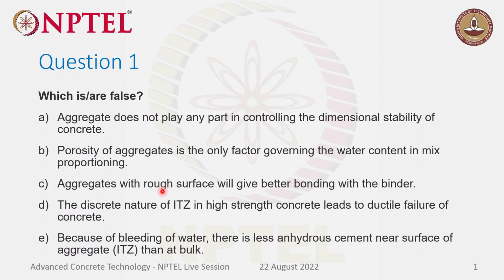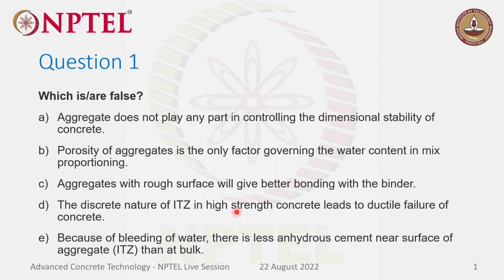The third statement is: aggregate with a rough surface will give better bonding with the binder. Just compare a smooth surface and a rough surface. Which surface will have a better bonding? And the fourth statement is: the discrete nature of ITZ in high strength concrete leads to ductile failure of concrete. Here, don't just think about ITZ, also think about high strength concrete.